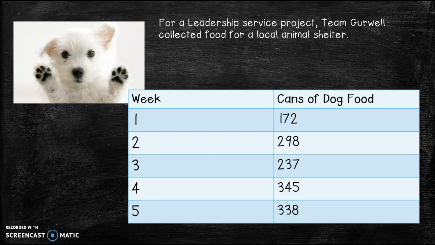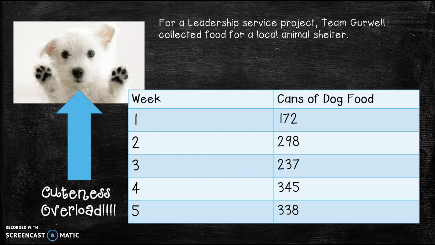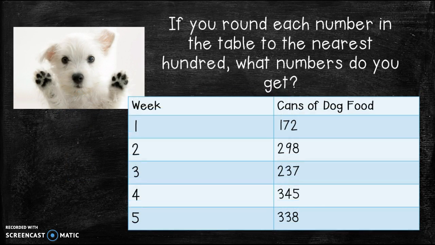So for a leadership service project, Team Gerwell collected food for a local animal shelter. I know, cuteness overload. So if you round each number in the table to get to the nearest 100, what numbers do you get?